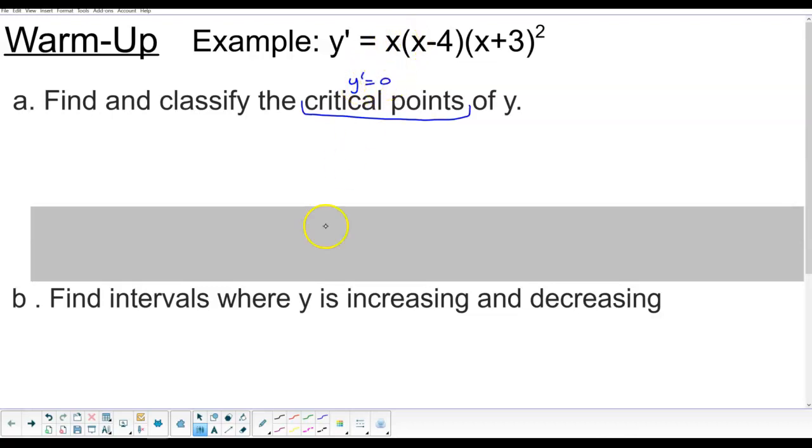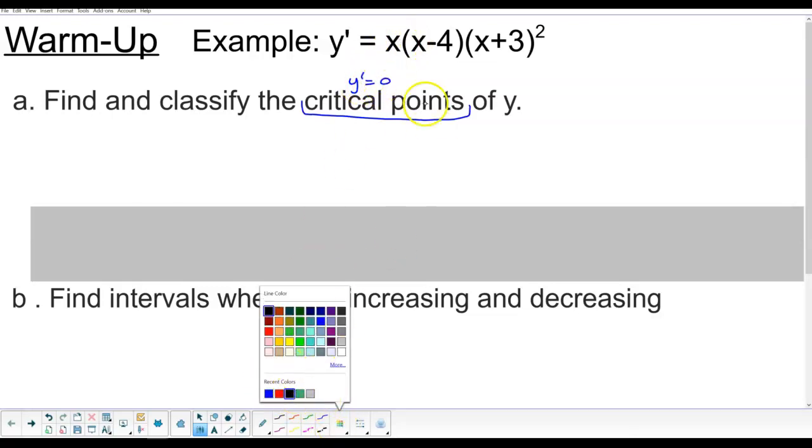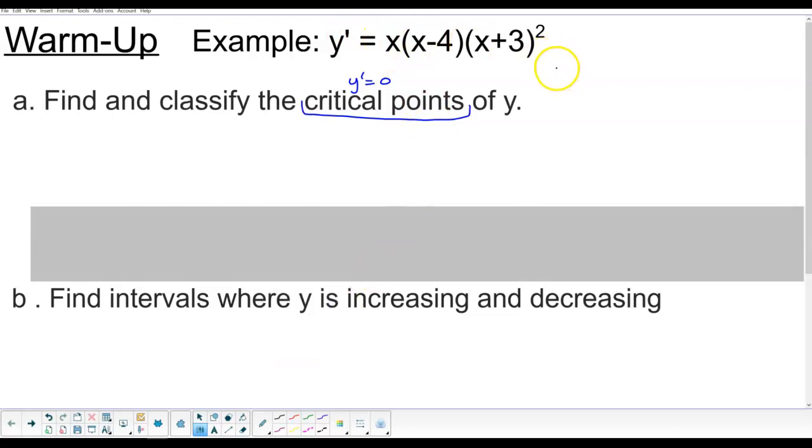Well, what I need to do is take this derivative and set it equal to 0. Since it's already written in factored form, we will take each parentheses, set it equal to 0, and solve. First one is solved for us. Second one is very easily solved. Third one, I actually have to take the square root of both sides first, which is friendly, and then subtract 3. So I have 3 critical points.